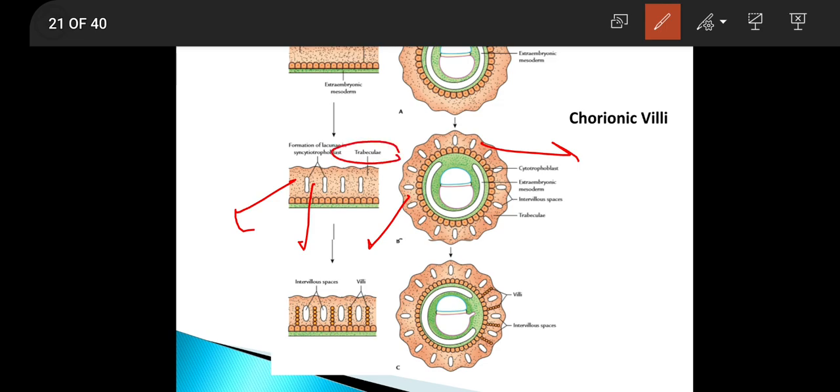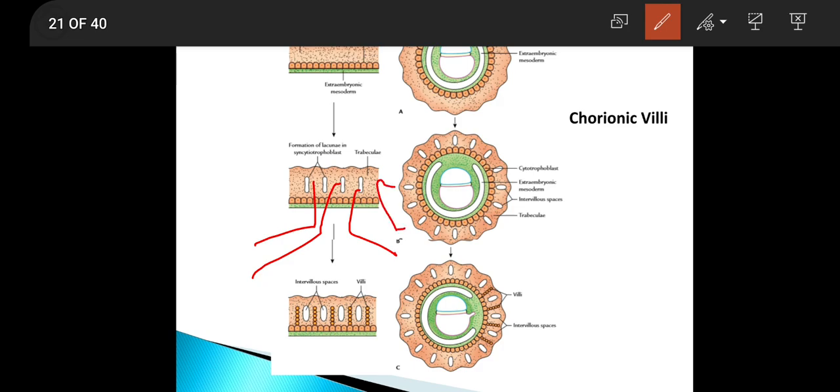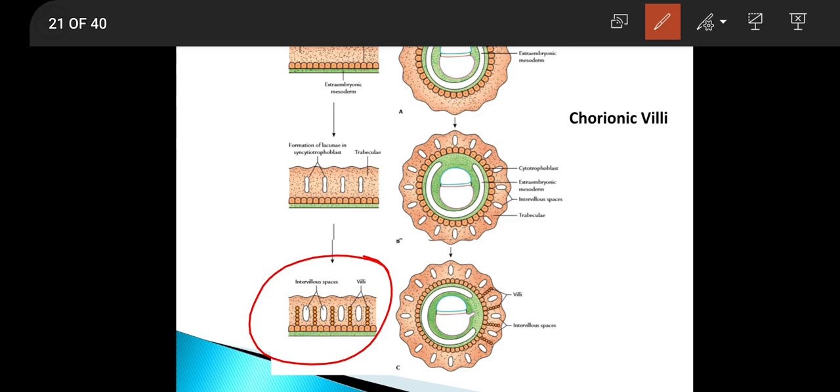So first, multiple lacunar spaces developed in the syncytiotrophoblast, and the part of the syncytiotrophoblast extending in between two lacunar spaces is called trabeculae. In this trabeculae, the cytotrophoblast is extending like a finger-like projection. The finger-like projection of the cytotrophoblast into the syncytiotrophoblast leads to formation of primary villi. So at this stage the primary villi has been formed.